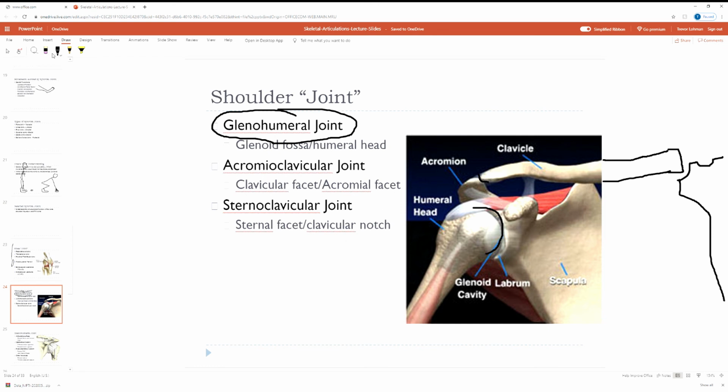Also, there's one more I want you to add here, the scapulothoracic joint. It's not a true joint, so just put scapulothoracic and maybe put joint in quotes. It's not a joint. The thing is, though, a lot of shoulder motion occurs at this quote-unquote joint.